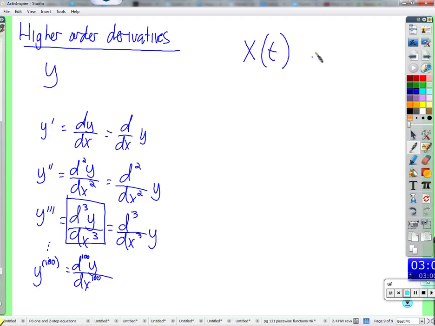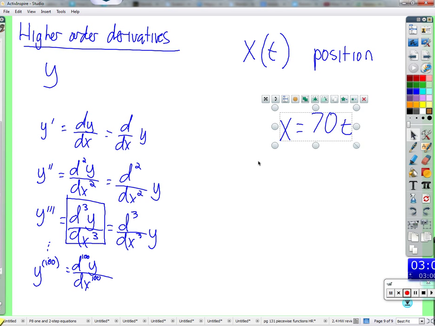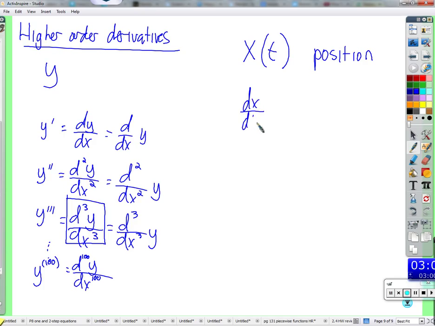So this function tells me, let's say, something's position. Given a t, I can find the position of this thing, right? You've seen such functions. Here's a really simple one. If I'm driving at 70 miles an hour, then my position is equal to 70 times t, right? Really simple. So that function will give me my position. What will the derivative of x with respect to t tell me? How fast position is changing with respect to time.